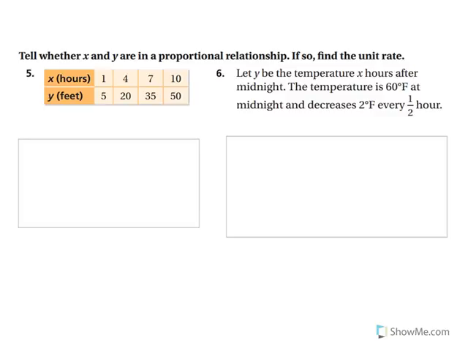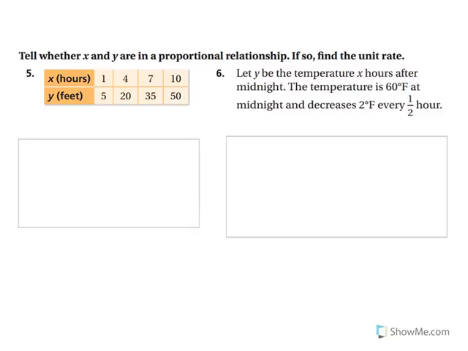You're going to tell whether x and y are in a proportional relationship. If so, find the unit rate. Remember what I told you in the very beginning of our video. You didn't have to graph the table to know if it's a proportional relationship. Okay? So I want you to take a moment. Maybe you need to go back and look at your notes. But I want you to consider, is this a proportional relationship? How do I know for sure?